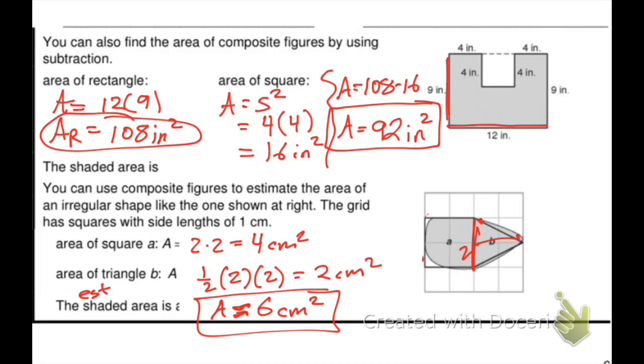Now that's just an estimate, and you can kind of picture, like I was saying, if you take this part, cut it off, and put it in this little portion here that's missing, it works out to be accurate.